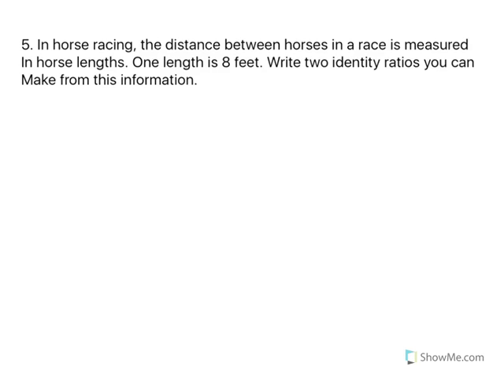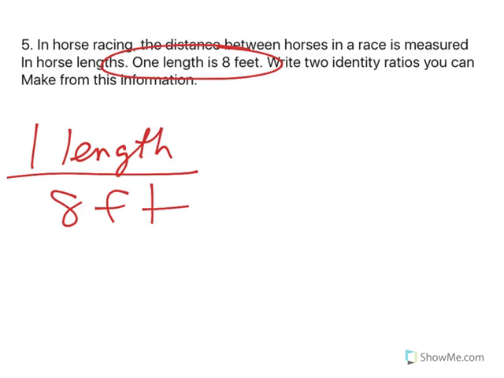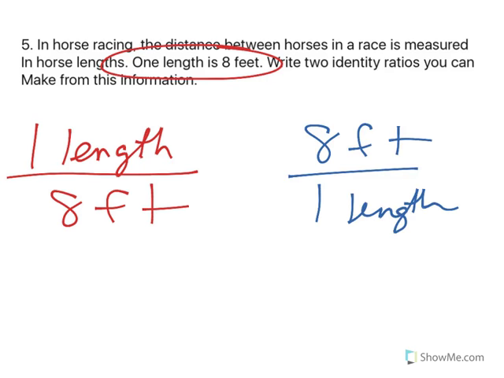Now let's go to a new identity ratio. In horse racing, the distance between horses in a race is measured in horse lengths. 1 length is 8 feet. Write 2 identity ratios you can make from this information. Okay, so I know that 1 length is 8 feet. To get the other one, I simply reverse: 8 feet on the top, 1 length on the bottom. And again, it depends on what you start with and what you need, what label you need in what spot in order to cancel them out.